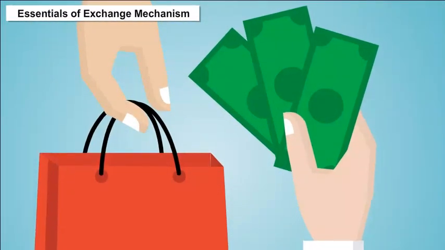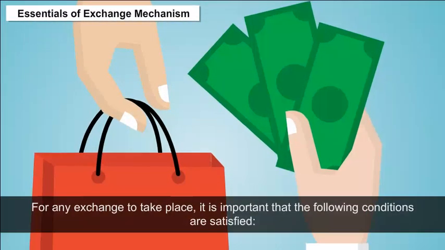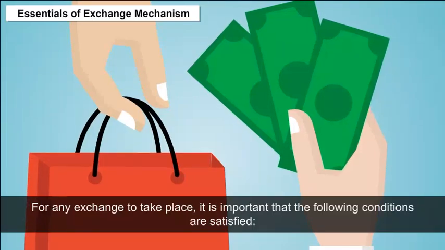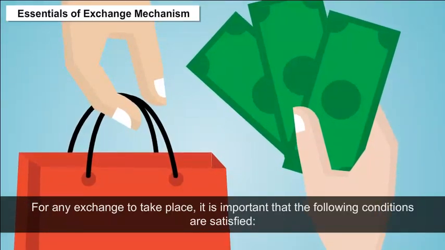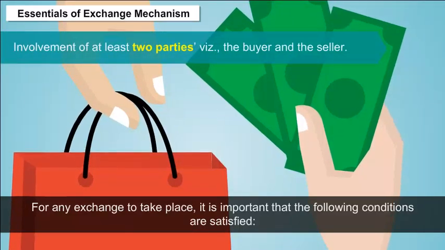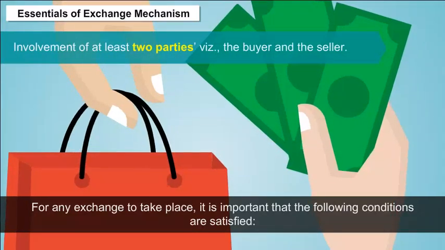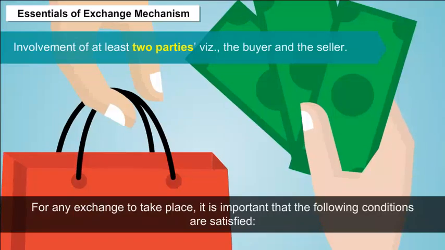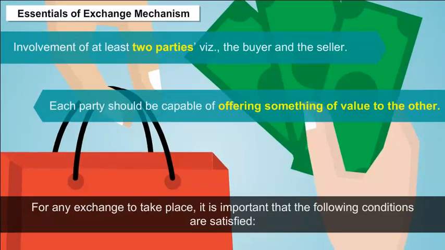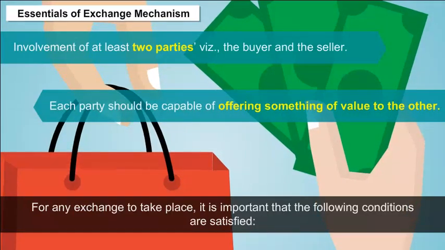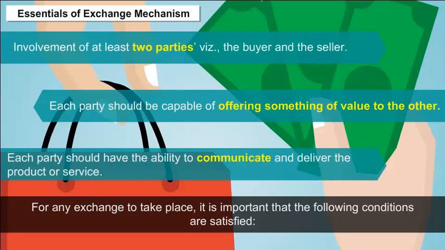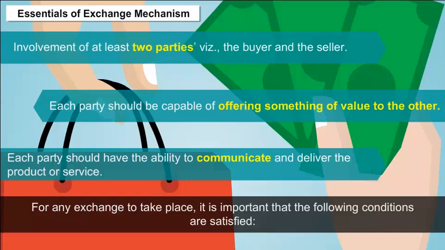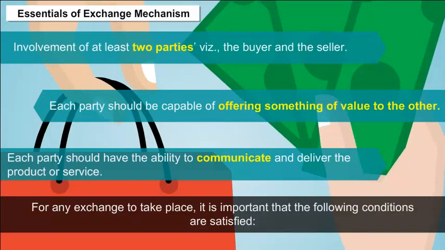Essentials of exchange mechanism. For any exchange to take place, it is important that the following conditions are satisfied. Involvement of at least two parties, viz. the buyer and the seller. Each party should be capable of offering something of value to the other. Each party should have the ability to communicate and deliver the product or service.